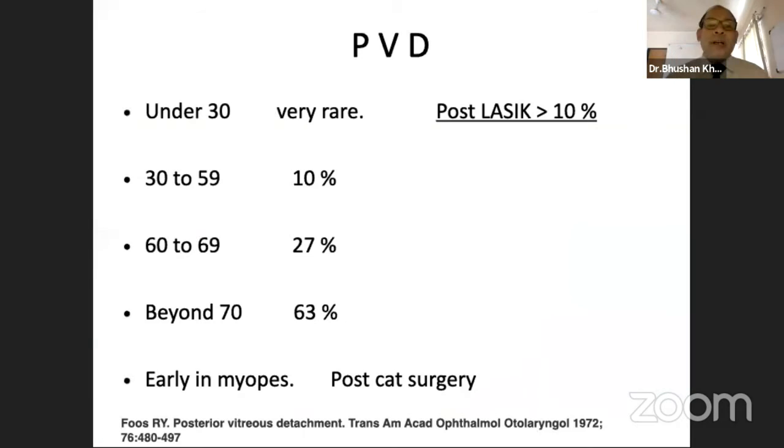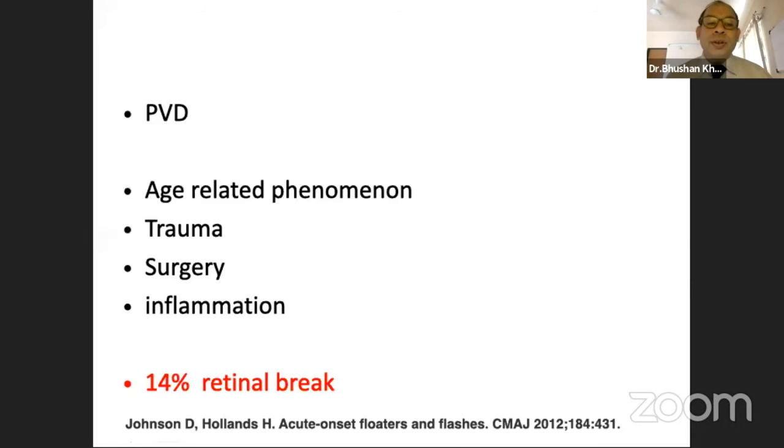Now, although vitreous detachment is an age-related phenomenon, we should understand that it comes very early on in myopic patients, especially the higher myopes. And with aggressive refractive surgery being done, a 10% incidence has been noted in post-LASIK patients, which is important to note. In addition to the age-related phenomenon, it is also noted because of trauma, because of surgery, as well as because of inflammation.